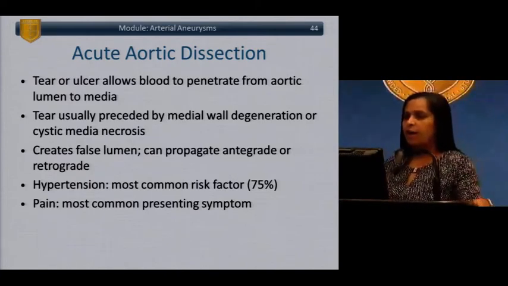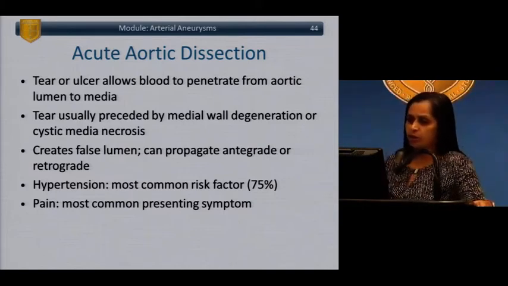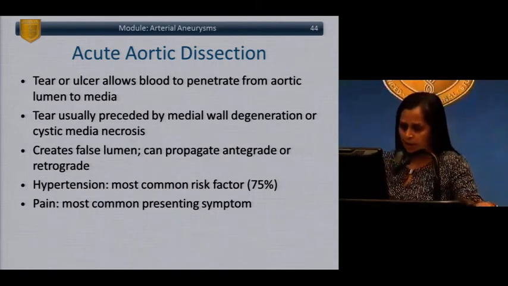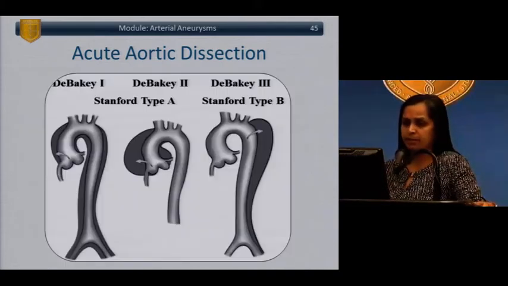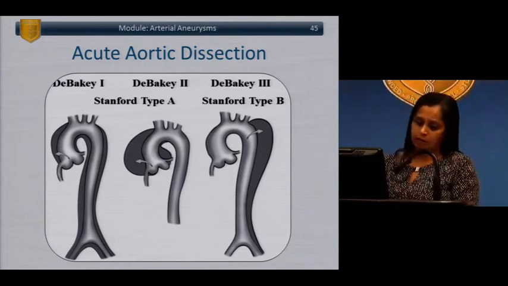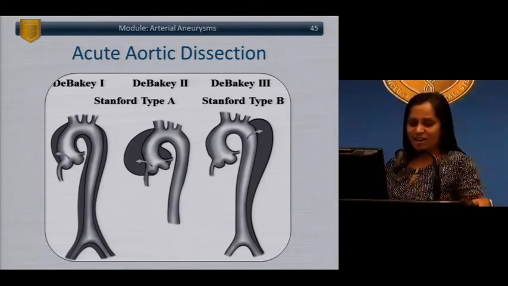Aortic dissection is a tear in the aortic wall that allows blood to penetrate from the aortic lumen to the media. It's usually preceded by some wall degeneration or cystic medial necrosis. This creates a false lumen. It can propagate either antegrade or retrograde. The most important risk factor is hypertension, which occurs in most patients, and pain is the most common presenting symptom. This is a classification scheme for aortic dissection. Of course, all of our aortic pathologies have their own classification schemes to memorize.